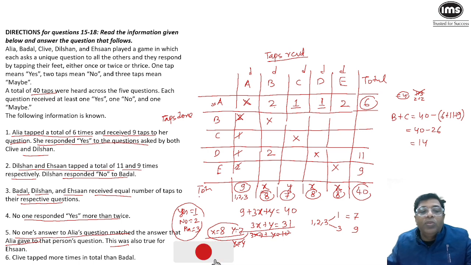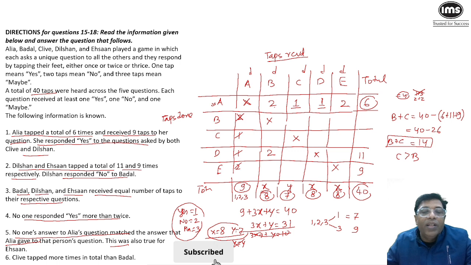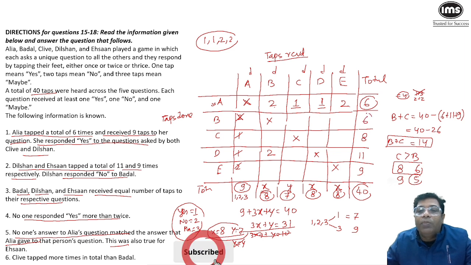Clive tapped more times in total than Badal. Now we know B plus C is 14 and C is greater than B. Now if B plus C has to be 14, in that case C has to be greater than 7. So either C can be 8. If C takes 8, B will become 6. And can I take C to be 9? I can't, because the row-wise minimum possible summation has to be 6. Why? Because you can take at least 1, you can take 1 two times, similarly you can take 2. So the minimum possible value has to be 6. So there is only one possibility: C will tap 8 times and B will tap 6 times.